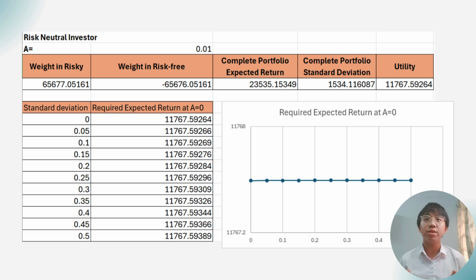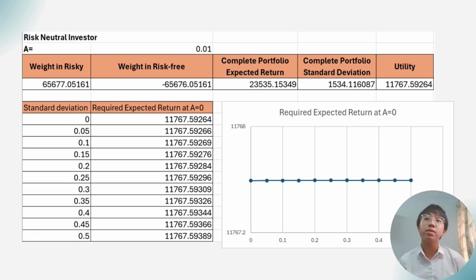This slide shows the result for a risk-neutral investor, where the risk aversion coefficient is A equal to 0.01, which is almost zero. We don't use A equal to 0 exactly because it would cause a division by 0 in the weight formula. For this type of investor, only the expected return is important. Risk is not a concern.